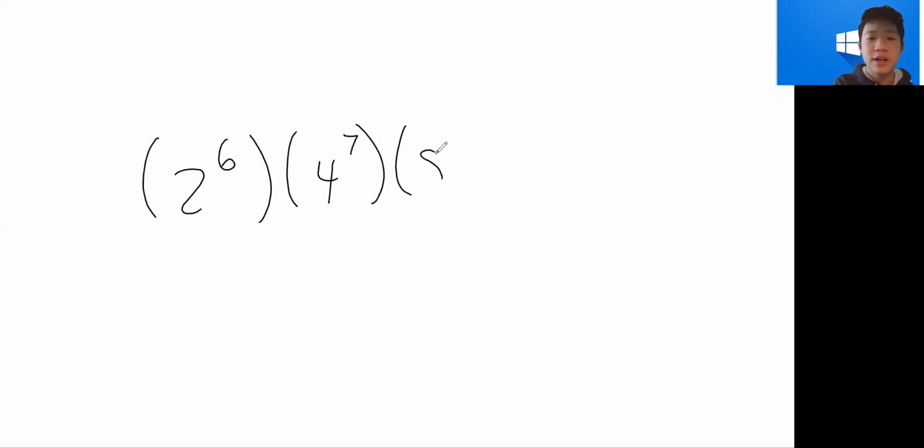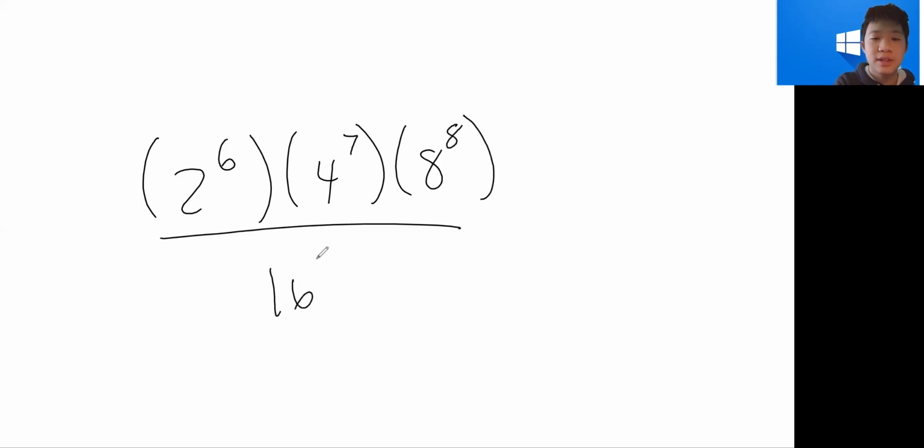Okay. So now, here is a challenge problem for you. Can you write 2 to the 6th times 4 to the 7th, 8 to the 8th, 16 to the 9th? Can you figure out what this is?